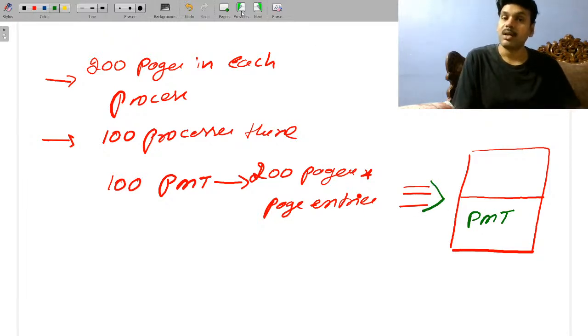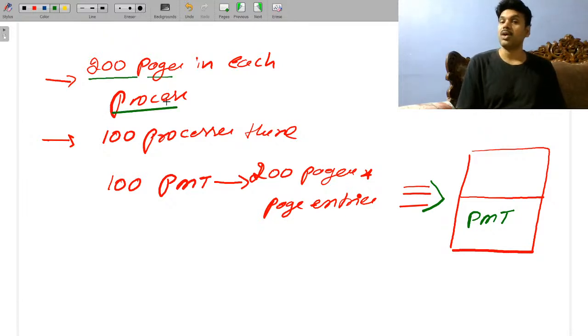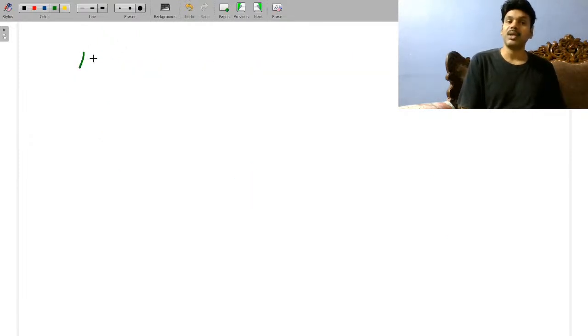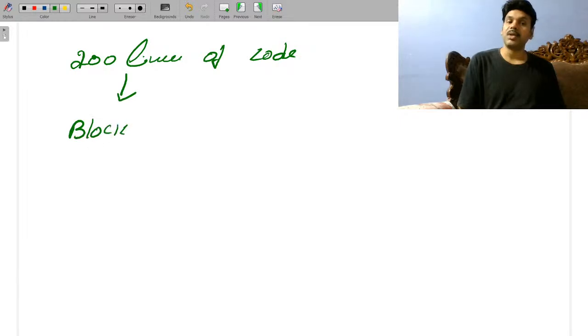But what is segmentation telling you? Segmentation tells you that the number of lines in a segment is smaller. Please look at this example. Say there are 200 lines of code, and I am keeping the block size initially. Your segment size is always greater than your page size. If I say the block size is such that almost 100 lines can be stored.